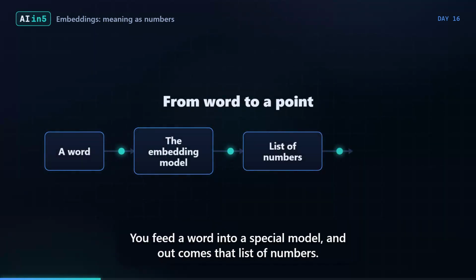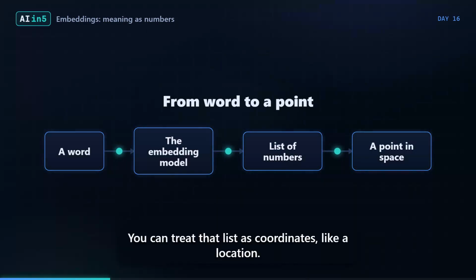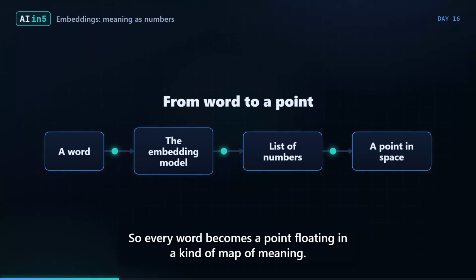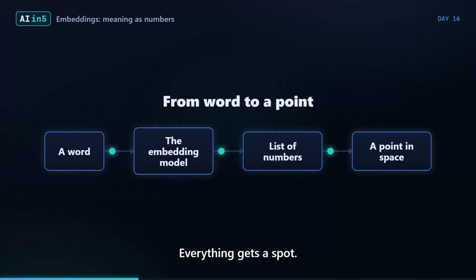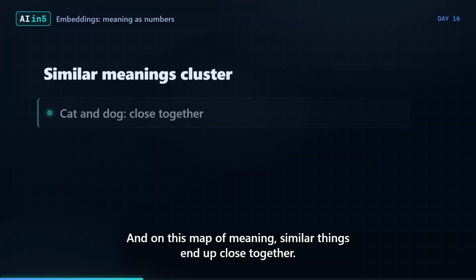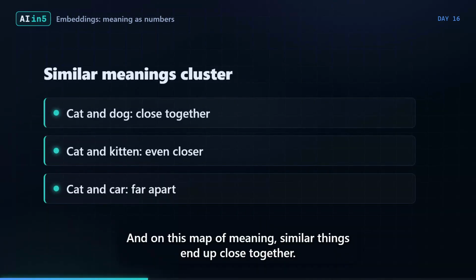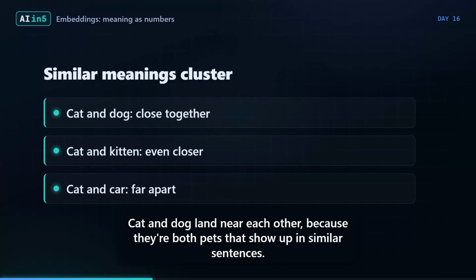Picture it like this. You feed a word into a special model, and out comes that list of numbers. Now, here's the fun part. You can treat that list as coordinates, like a location. So every word becomes a point floating in a kind of map of meaning. It's not a flat map with two directions. It has hundreds of directions, but the idea is the same. Everything gets a spot. And on this map of meaning, similar things end up close together.